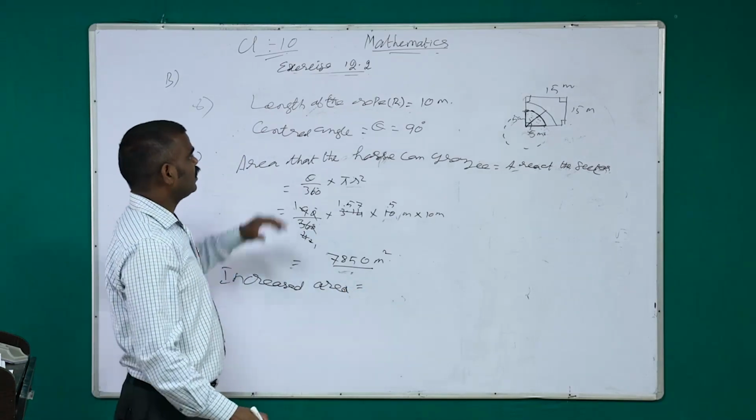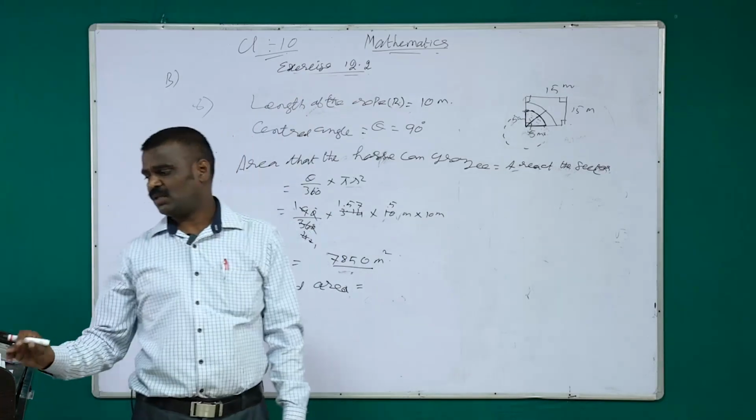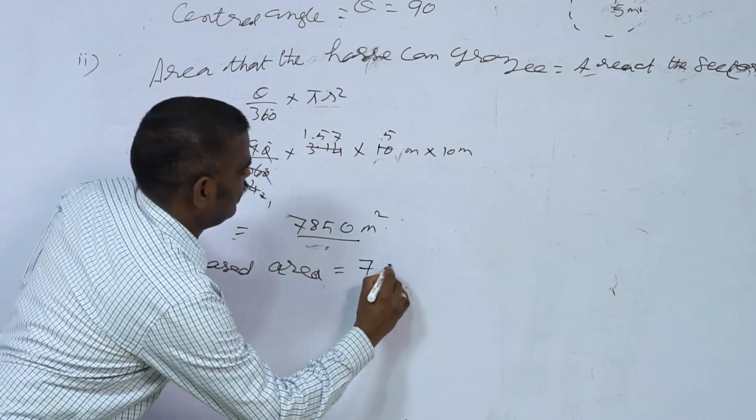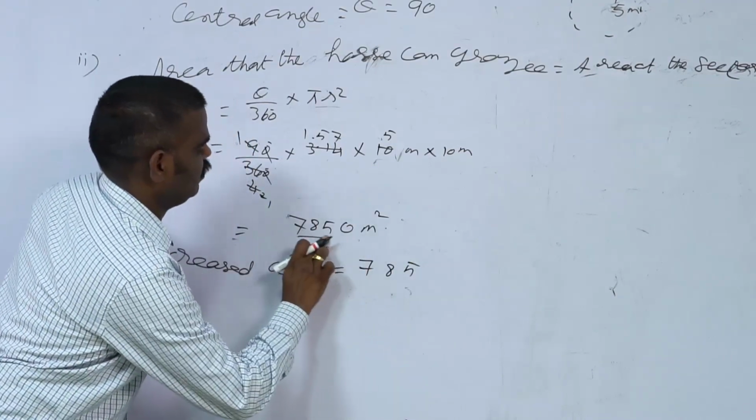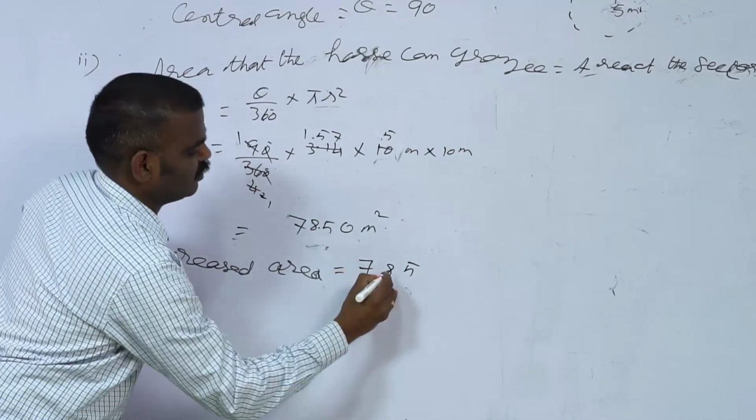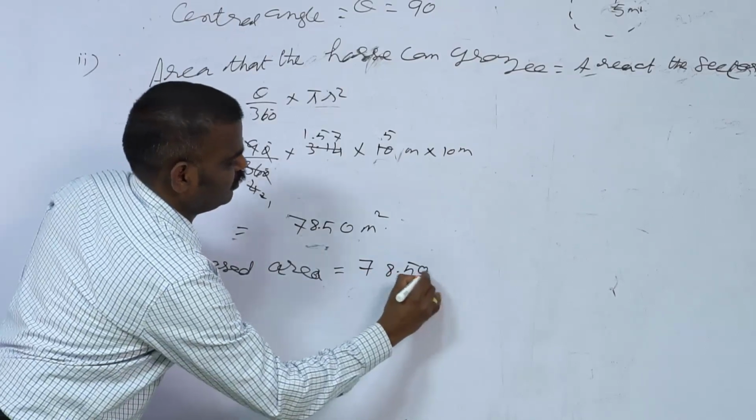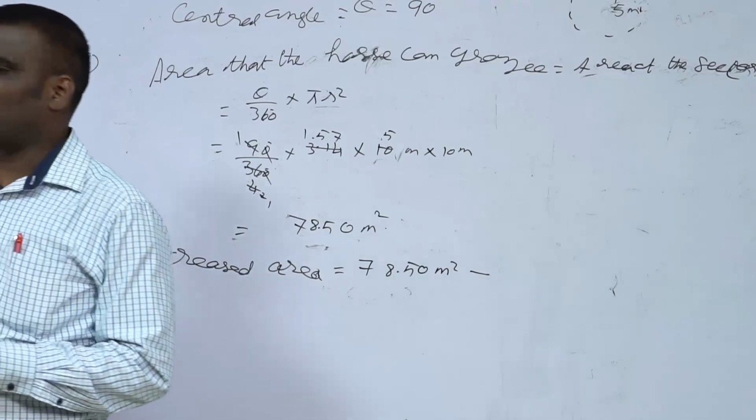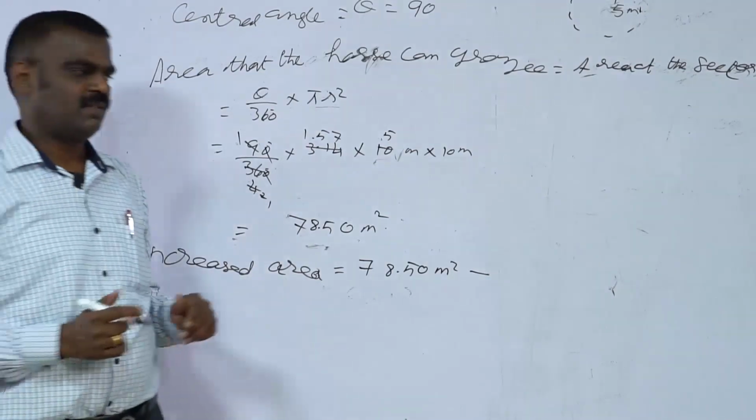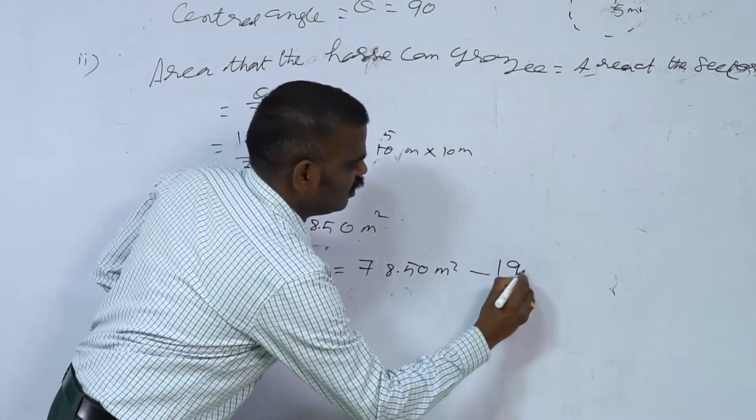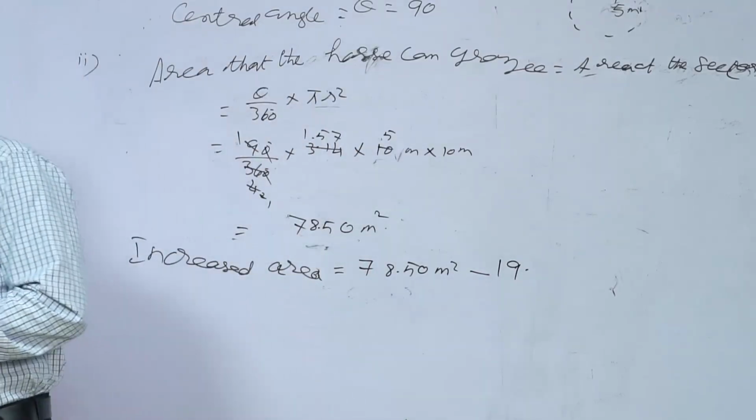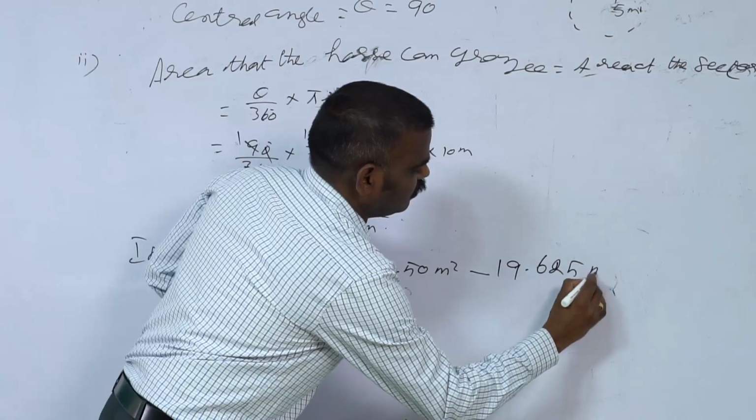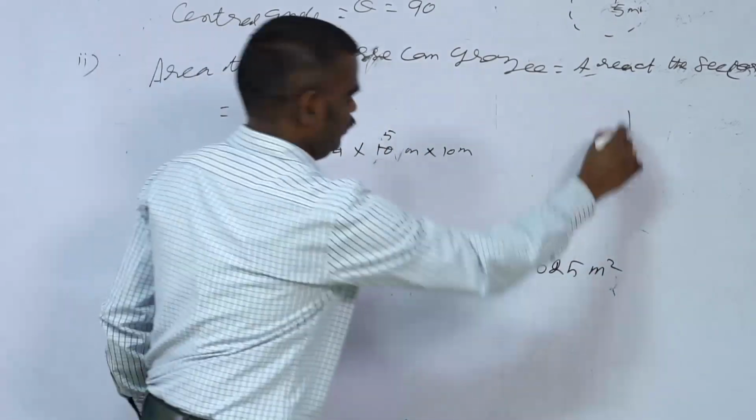Increased area equal. Earlier, how much was the area? Now 7850, 2 point, so 2 point, minus the earlier one. How much? 19 point, look at the notebook, 19.625 meter square. Now subtract.